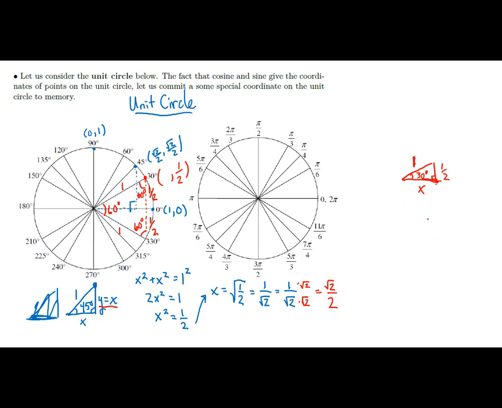And again, we'll use the Pythagorean theorem. So if I have x squared plus 1/2 squared, that should equal 1 squared. X squared plus 1/4 should equal 1. If I take 1/4 away from 1, of course I get 3/4.